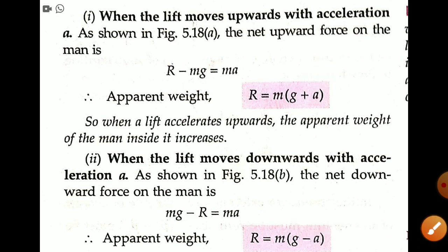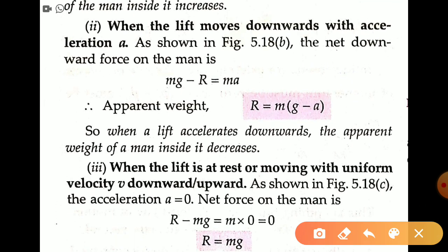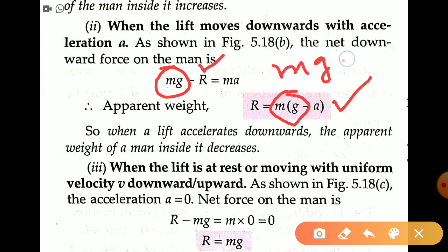The next situation, when the lift moves in the downward direction, it means mg was greater than R. The equation becomes mg minus R is equal to ma. It means the apparent weight is less than the actual weight. How much less? It will reduce by mg minus ma, this much amount. The apparent weight will be less than the actual weight.